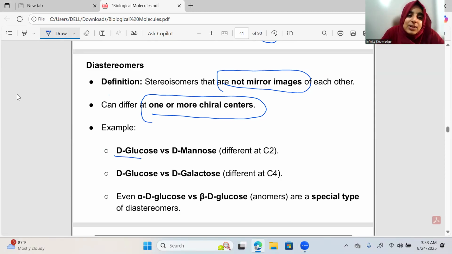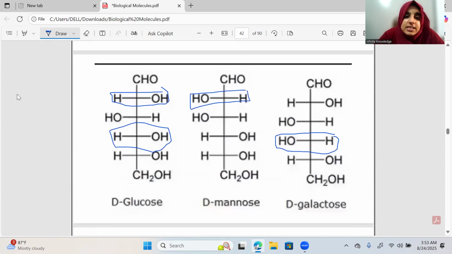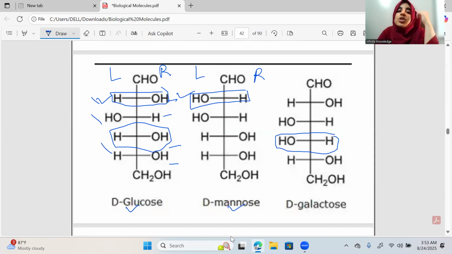So the examples are D-glucose versus D-mannose. These differ at carbon number 2. Let's have a look over here. D-glucose, dextrorotatory glucose, and dextrorotatory mannose. They differ where? They differ at carbon number 2. Okay. Over here, if you see, for example, this is the right hand side, this is the left hand side. And if you compare all of these hydroxyl OH and H group arrangements, all of them are, sorry, not symmetrical, all of them are arranged in a similar way.